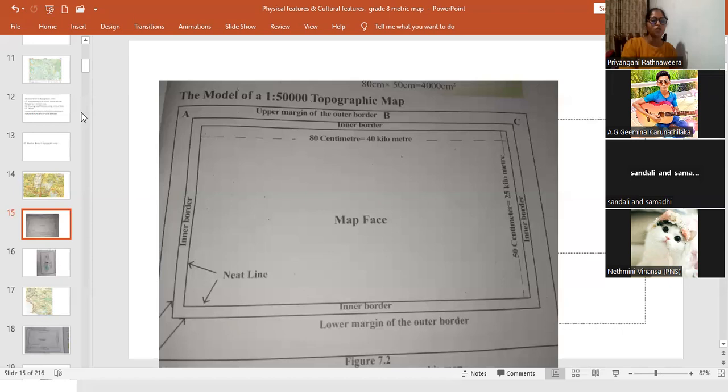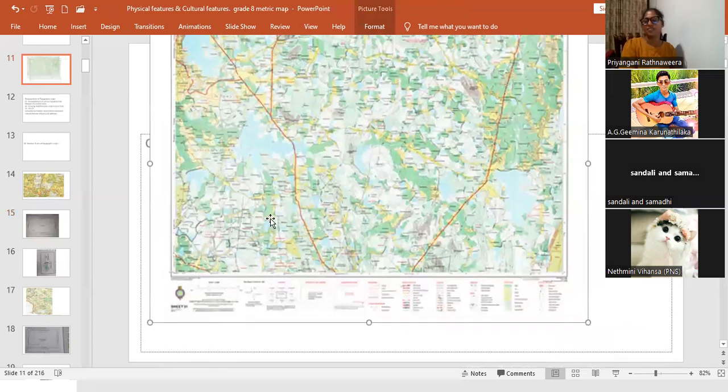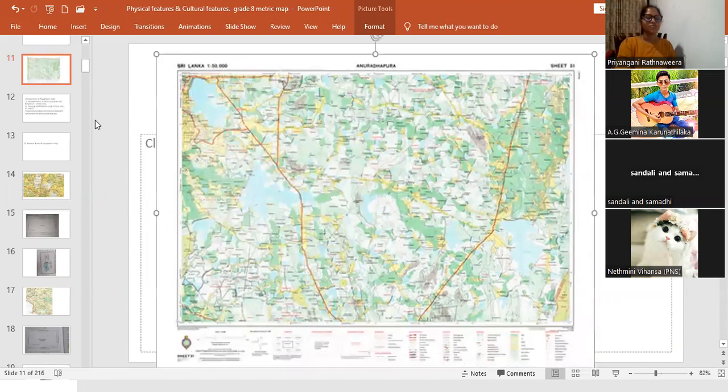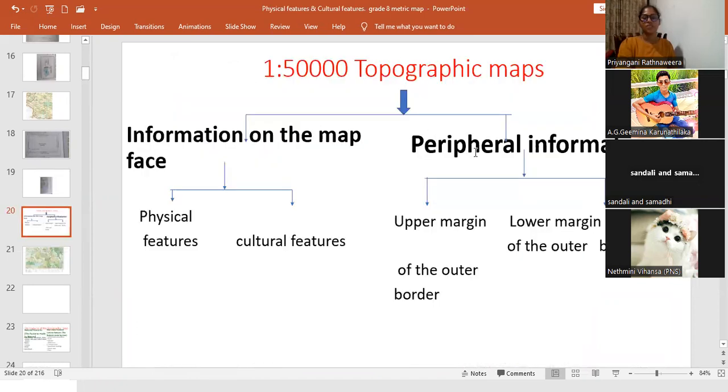Lower margin of the outer border. Here you can see some information: scale, key, direction, and administrative boundaries. I think you remember this chart. You learned about this peripheral information.